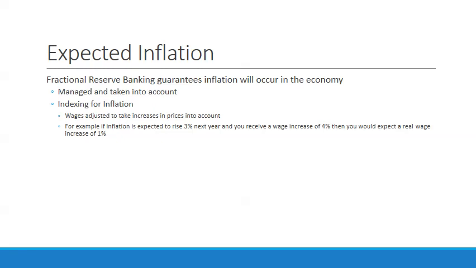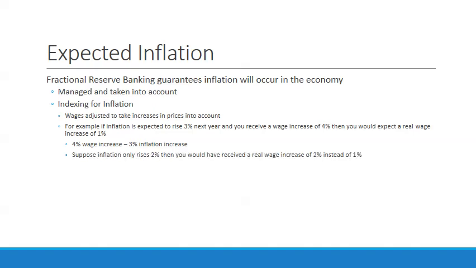On the other hand, if it's 4% and then an increase in 3% of inflation, then you're actually seeing a 1% increase in wages because now you have a little bit extra money. So a 4% wage increase minus a 3% inflation increase gives you that 1% real wage. Now, suppose inflation only rises 2%, then you would have received a real wage increase of 2% instead of 1%. So you can see how this works. If inflation rose 5% instead of 3%, though, you would receive a real wage increase of -1. So if inflation rises above the expected inflation rate and it rises above your percentage pay increase, then you're actually going to have less money.